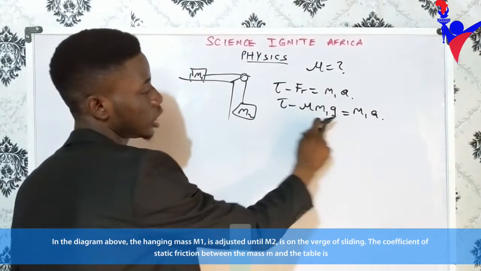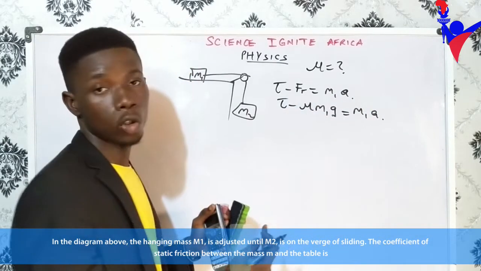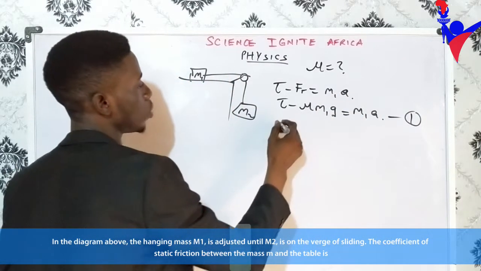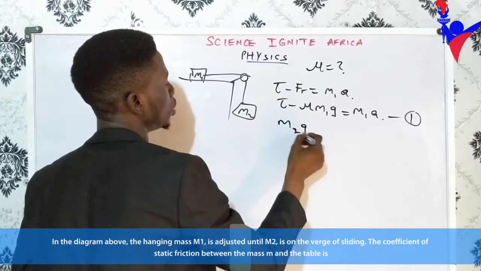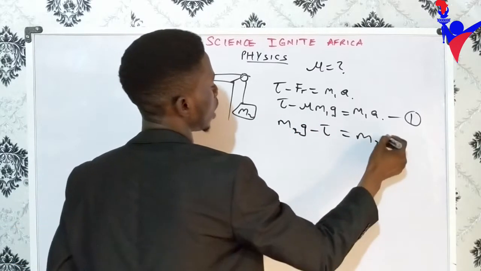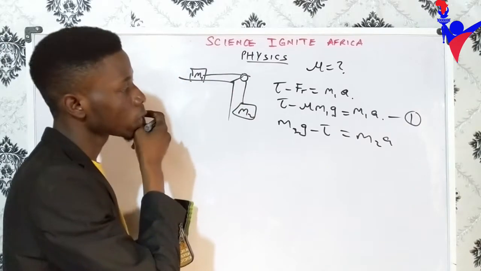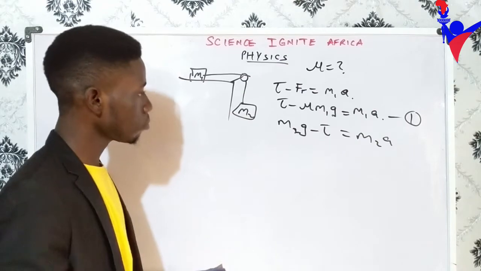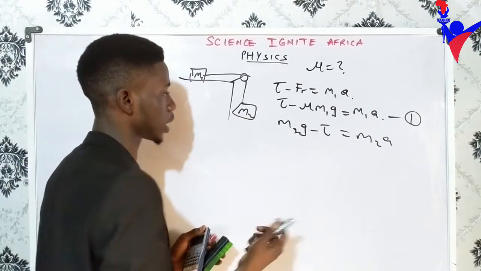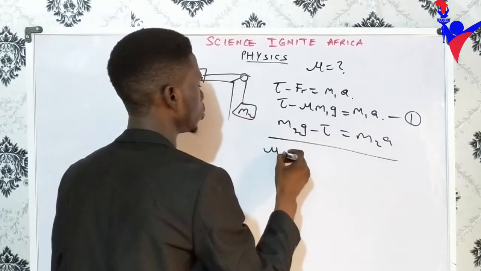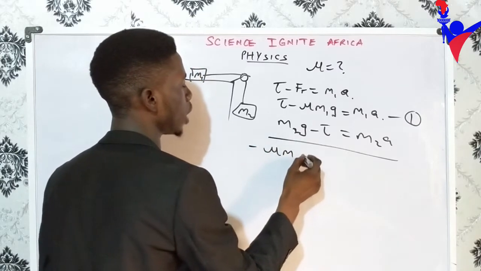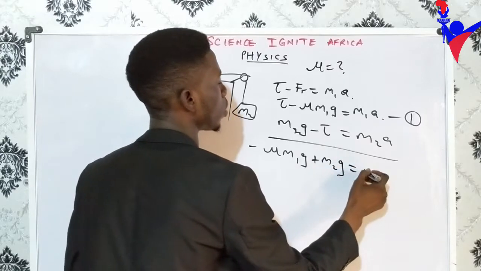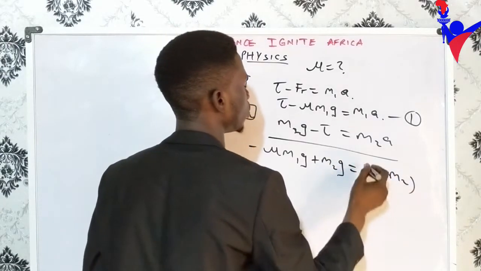You know what this is? This is our normal reaction. This is the coefficient of friction. So call this one equation 1. And for equation 2, which is this one, we have M2G minus T equals M2A. So what do we do here? If we add the two equations together like we did the other time, we'll have something like minus mu M1G plus M2G equals M1 plus M2 in bracket A.